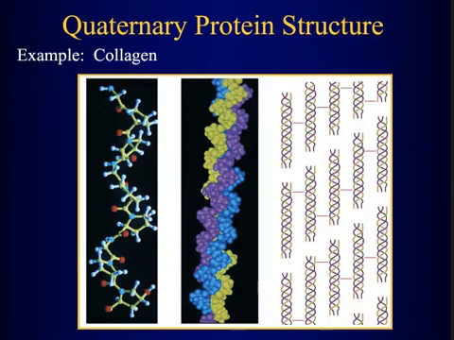So one example of a quaternary structure is collagen. Collagen is actually the most abundant protein in your body, making up about 1/3 of all the proteins in your body. It can be found in bones, in your skin, in your muscles, in your tendons, in your ligaments, also found in your blood vessels, in your teeth, and even your eyes.